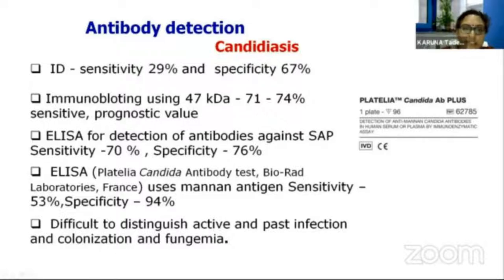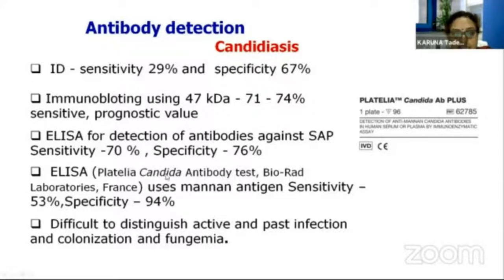So immunodiffusion sensitivity is 29% and specificity 67%. Immunoblotting, which is using 47 kilodalton antigen, has 74% sensitivity and prognostic value. And ELISA for detection of antibodies against the SAP, the sensitivity is somewhere around 70% and specificity is 76%.